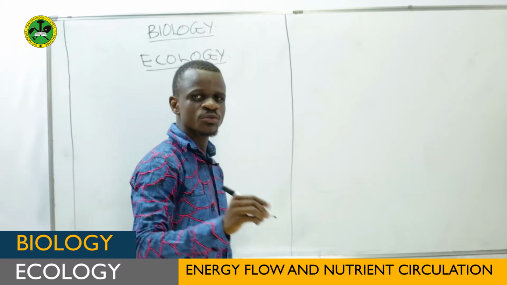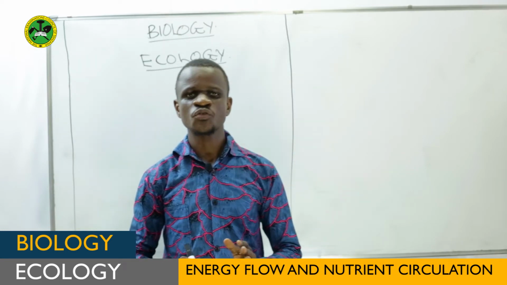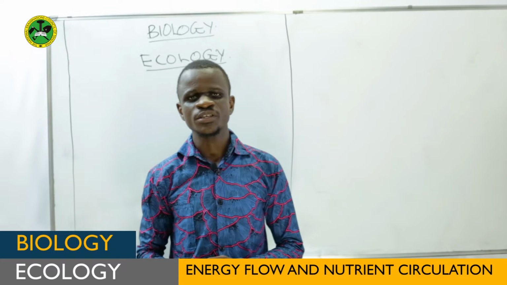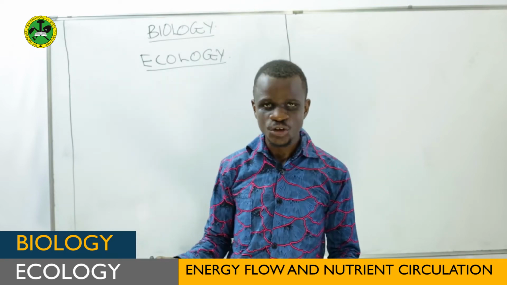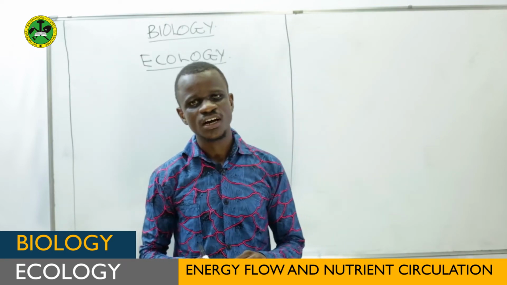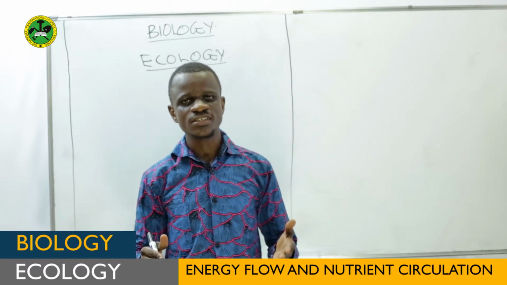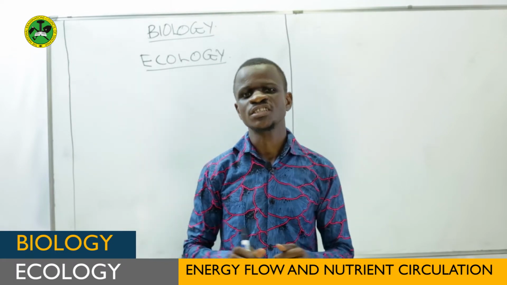In the last lesson, my student, we discussed the concept of an ecosystem. We said an ecosystem consists of biotic and abiotic factors which interact to ensure nutrient circulation and energy flow. In the ecosystem, abiotic factors are like soil, temperature, sunlight, water, etc. Biotic factors are like plants, animals, fungi, bacteria.